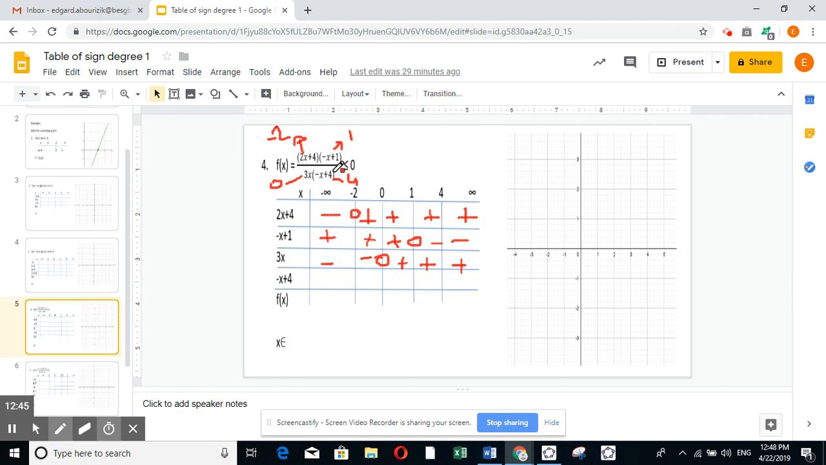And for minus x plus 4, the root is 4. And the coefficient of x is negative. So plus, plus, plus, plus, minus. Now, the product here is a plus. Here is minus. Here it's a plus. Here it's minus. And here it's plus.